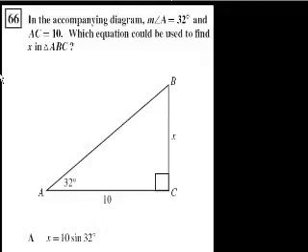We're on problem 66. In the accompanying diagram, measure of angle A is 32 degrees and AC is equal to 10. Which equation could be used to find x in triangle ABC? So we want x. So let's write our SOHCAHTOA down. SOHCAHTOA. And what have they given us?